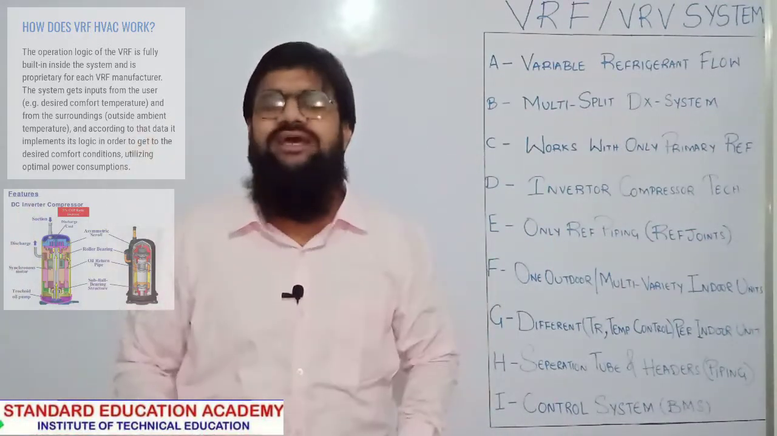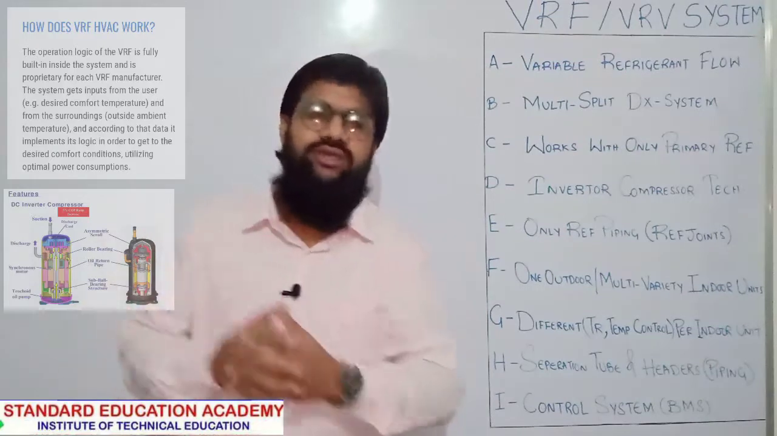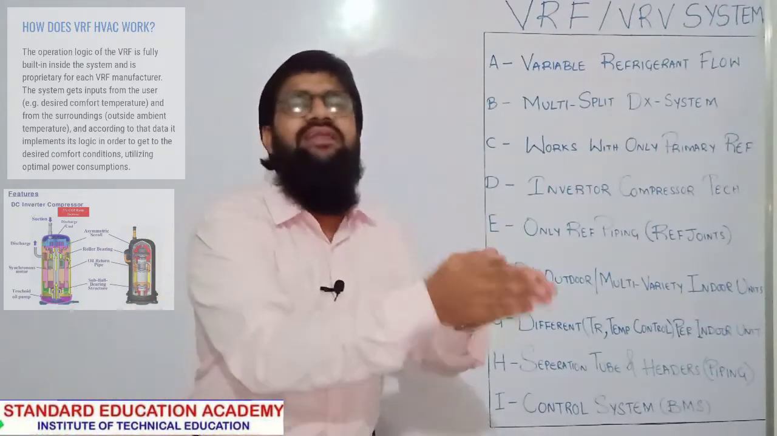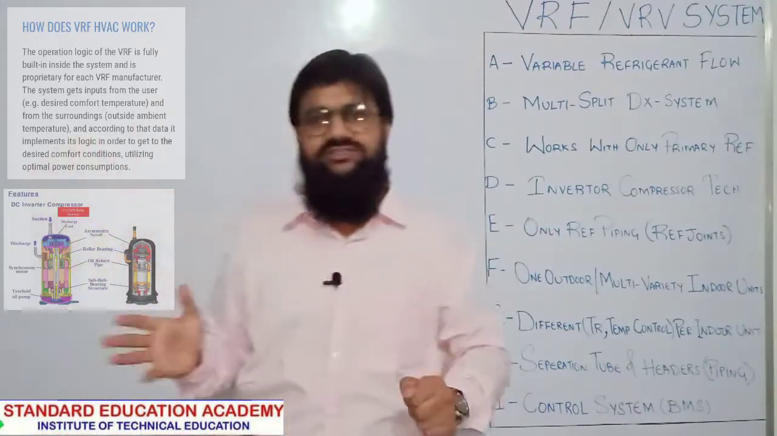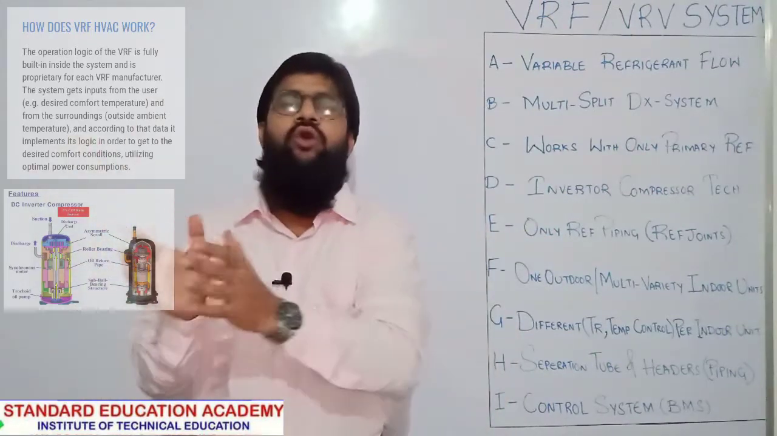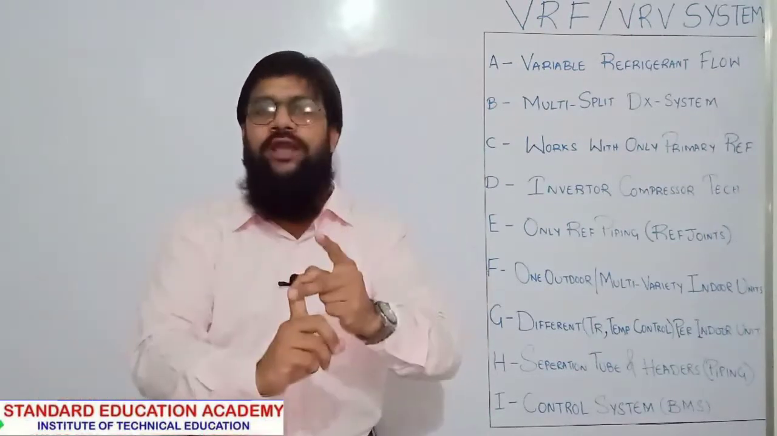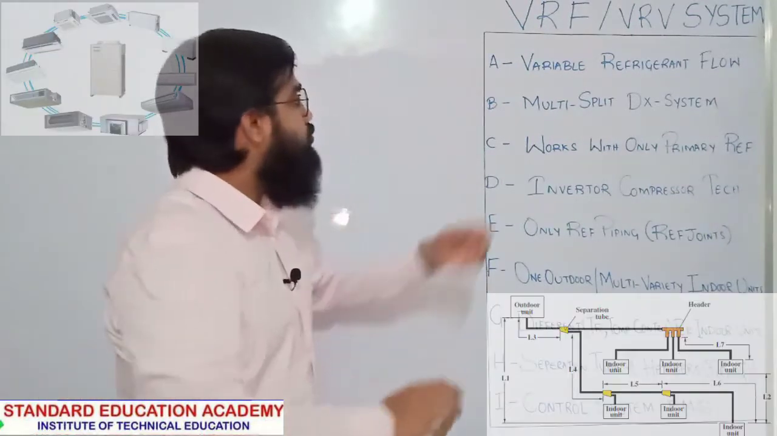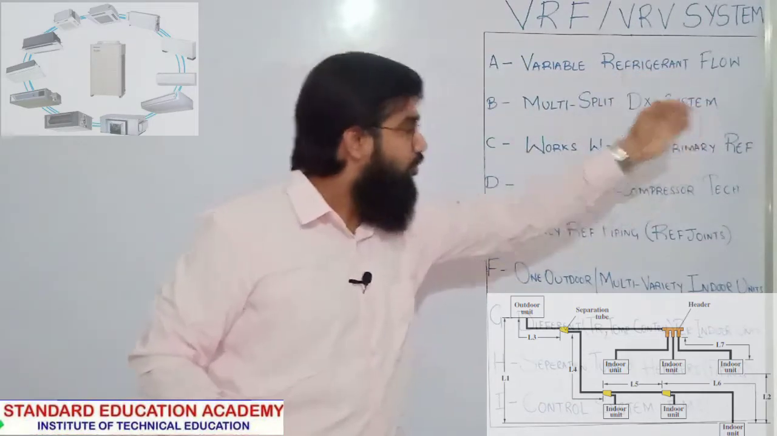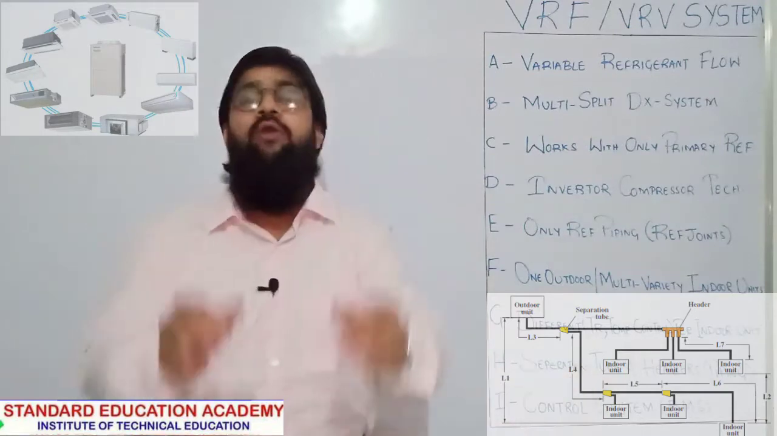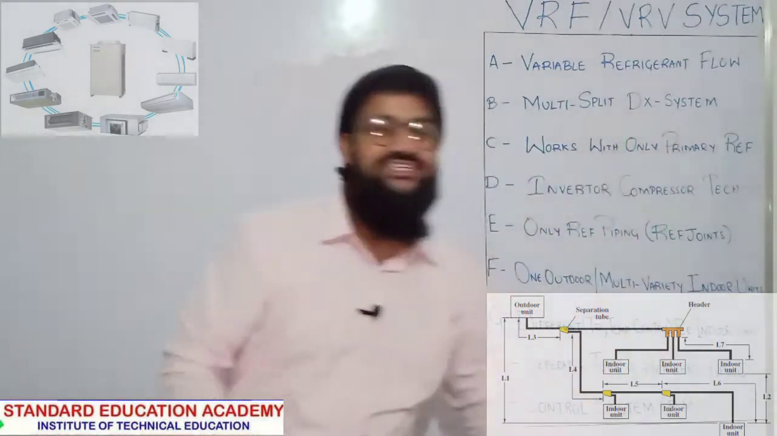You can even call it an FCU, fan coil unit. Why do we call it a fan coil unit? Because it has a fan, a coil, and a filter. Three things will be there in any IDU or any FCU: fan, coil, and filter. So our variable refrigerant flow will be carried out by our VRF system. It's a multi-split system.